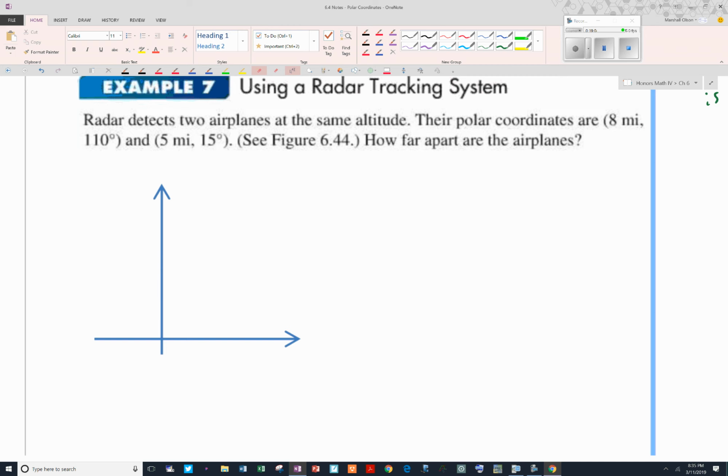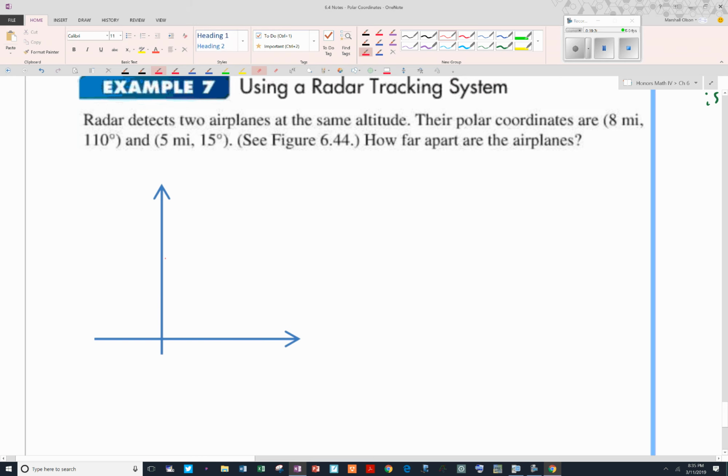Now, just so we understand, since they are giving us polar coordinates, we've done a couple of plane application problems in the last section or so that all had bearings. These are not bearings. These are given to us as polar coordinates. So that 110 degrees is a legit 110 degrees from the x-axis. So 110 degrees goes to about right there.